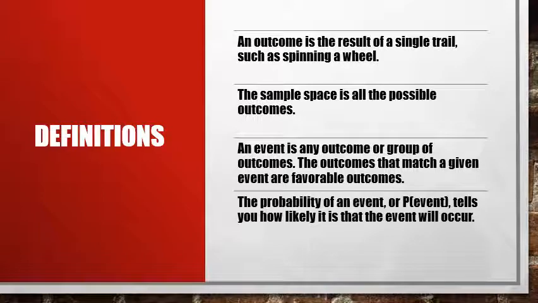So an outcome is the result of a single trial, such as spinning a wheel. The sample space is all the possible outcomes. An event is an outcome or group of outcomes. The outcomes that match a given event are favorable outcomes. And the probability of an event tells you how likely it is to occur.